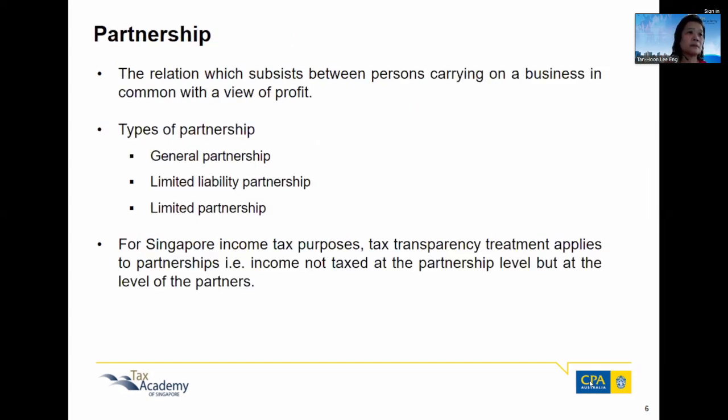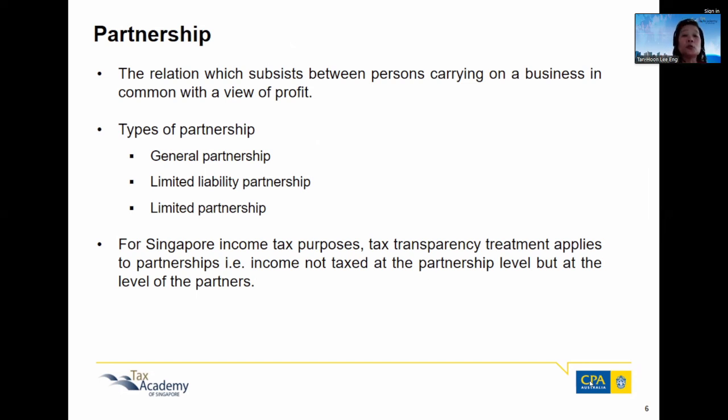Next I will briefly explain what is a partnership. A partnership is where two or more persons come together to carry on a business with a view to make profits. The different types of partnership are general partnership, limited liability partnership, and limited partnership. Each of these partnerships I will explain more in the later slides.